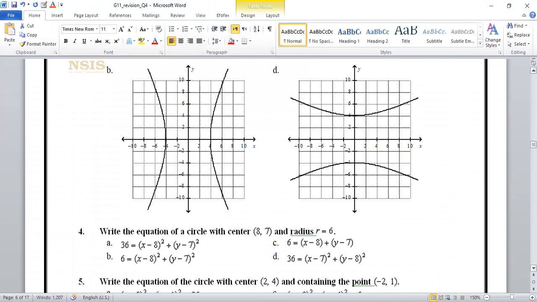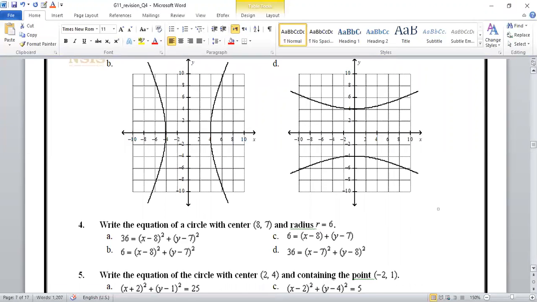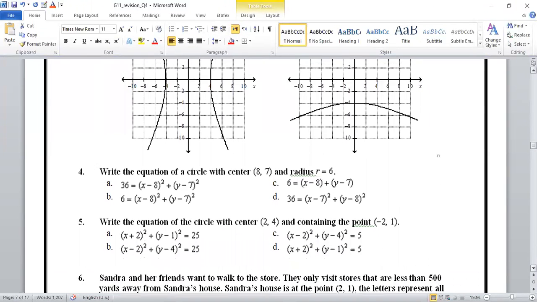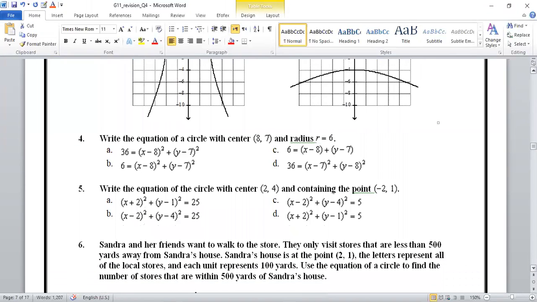Okay, not number B or D, because B and D are the graphs for a hyperbola. So we rejected B and D. The solution is number A.